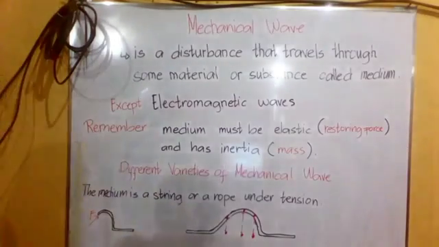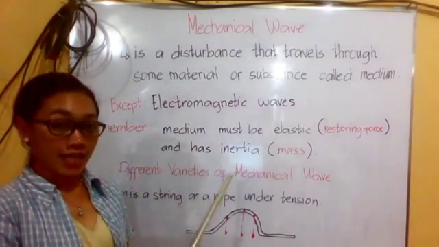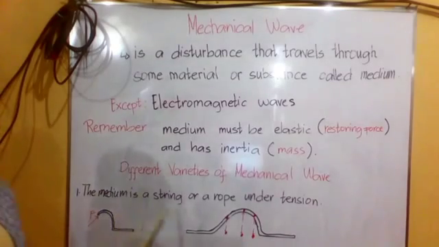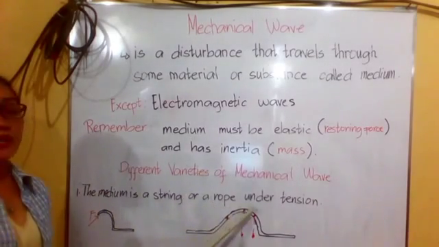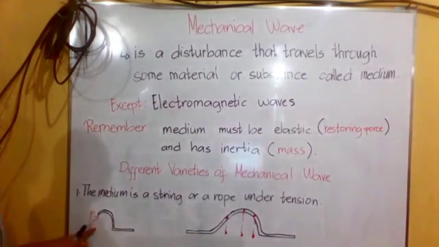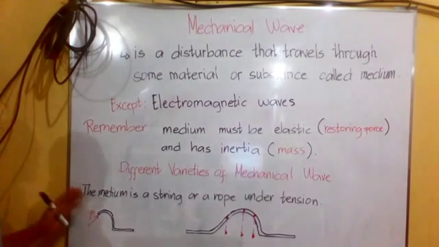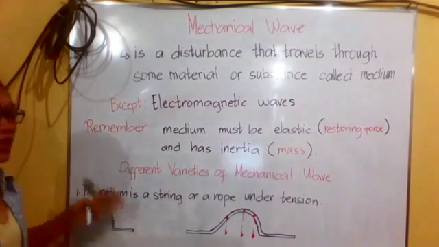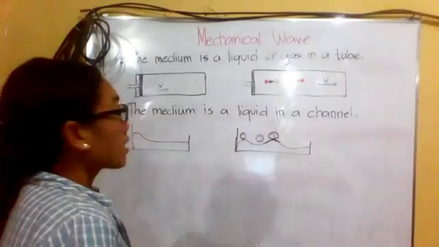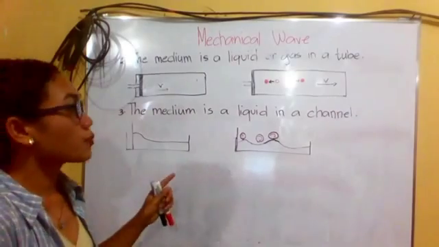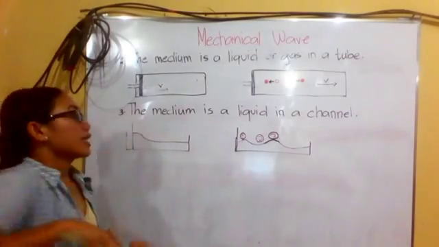Now, we have different varieties of mechanical wave. First, where the medium is a string or a rope under a tension. If we give the left end of the rope or string an upward shake or wiggle, the wiggle travels along the string.